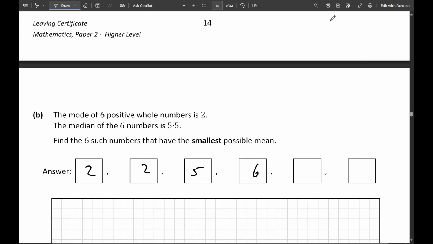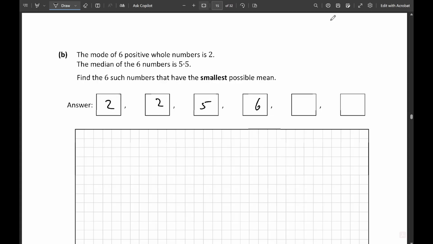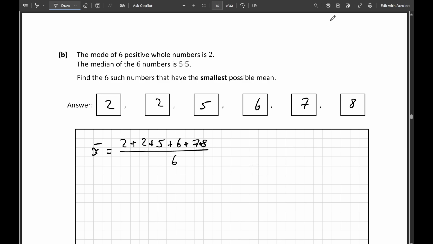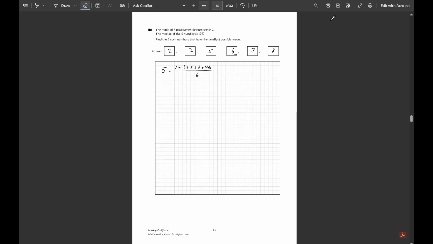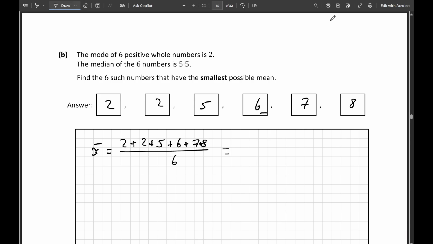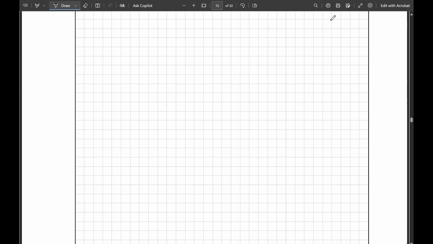So we'll pick... well, it can't be 6, because then it would clash with the mode. Can't be 7 either, because that clashes as well. So it'll just be 7 and 8. So x bar is just 2 plus 2 plus 5 plus 6 plus 7 plus 8, all over 6. 2, 4, 9, 15, and 15 is 30, over 6 is 5. Brill stuff.